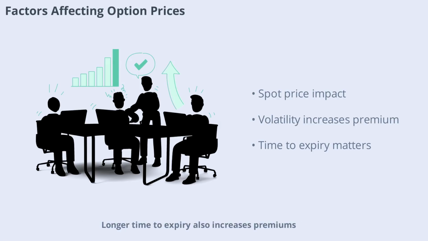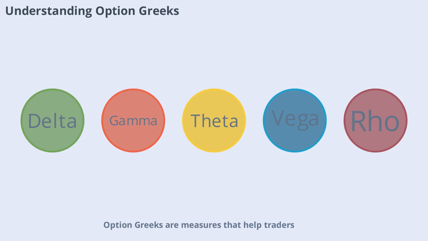Longer time to expiry also increases premiums, while interest rates have varying effects depending on the option type. Option Greeks are measures that help traders understand how various factors affect option prices. The 5 main Greeks are delta, gamma, theta, vega, and rho. Each Greek represents a different type of risk or sensitivity.